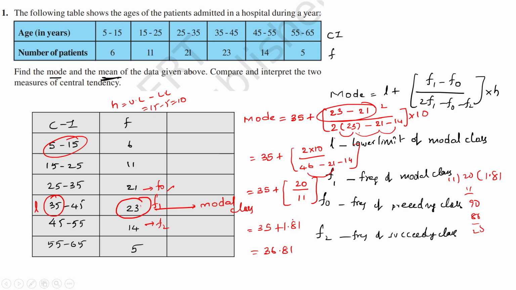Dead easy, just replacing the values of f1, f0, f2 in the place of the formula. Mode is very easy. In fact median is also very easy.